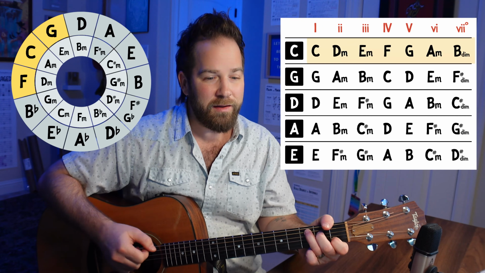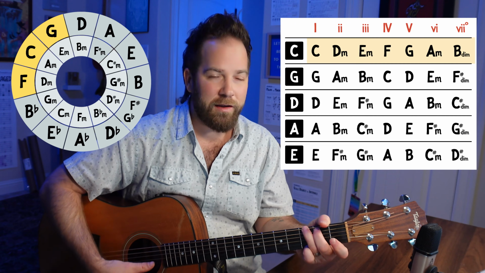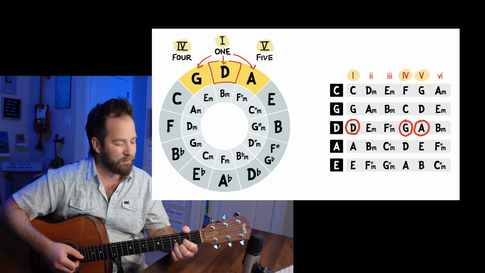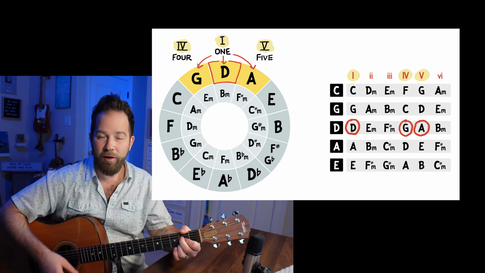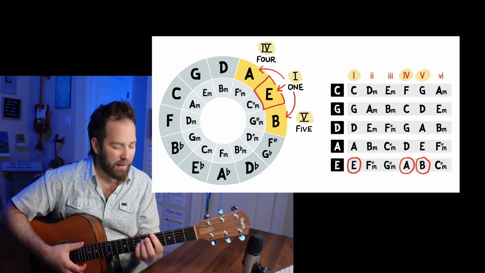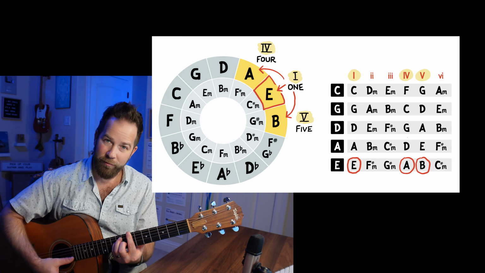Now, let me talk about a few other ways to use it. Say we want to get even simpler and just look at the 1, 4, 5 in any given key. And we talked about this in previous lessons, right? The 1, 4, 5 are the 3 major chords in whatever key you're playing in. So if I'm in the key of C, I have F and G as my 4 and 5 chords. If I'm in the key of D, G and A are my 4 and 5 chords. If I'm in the key of E, I have A and B as my 4 and 5 chords.